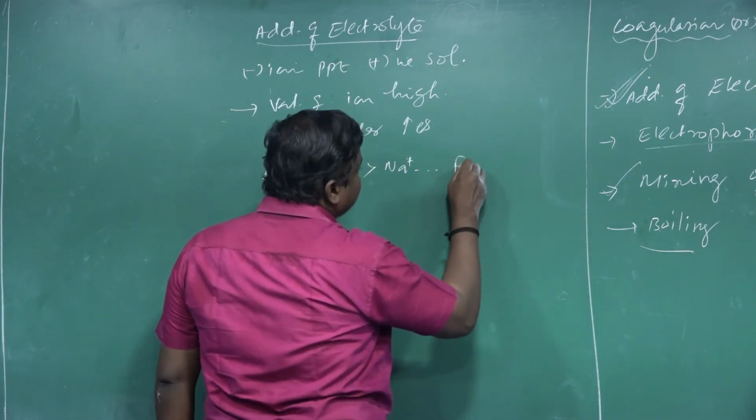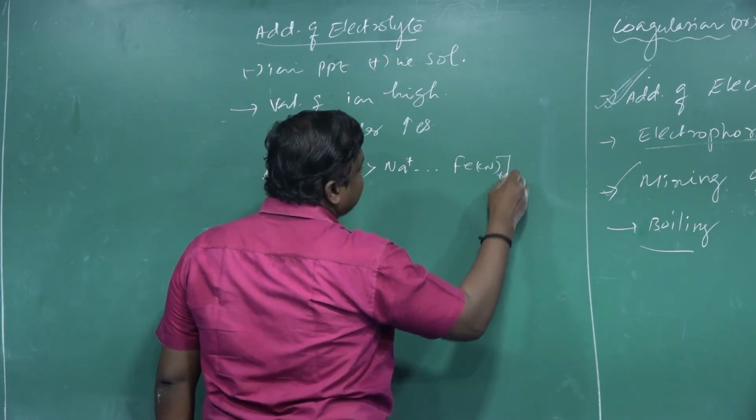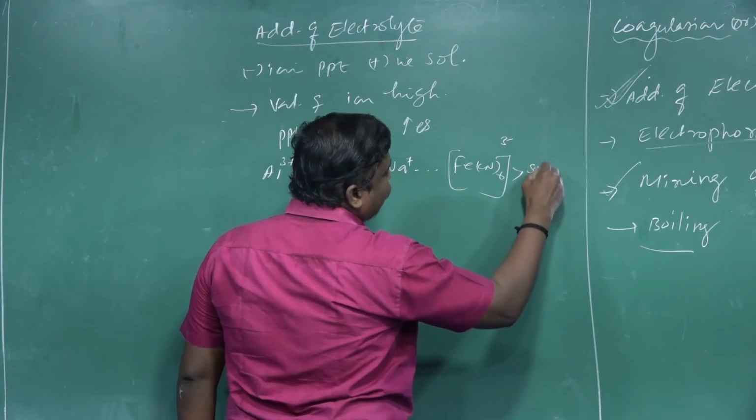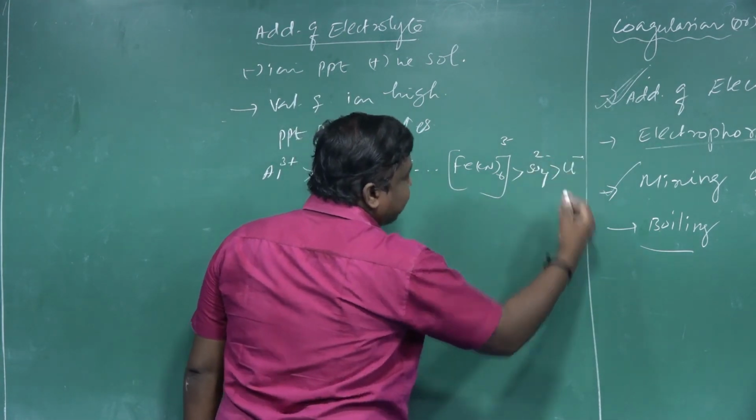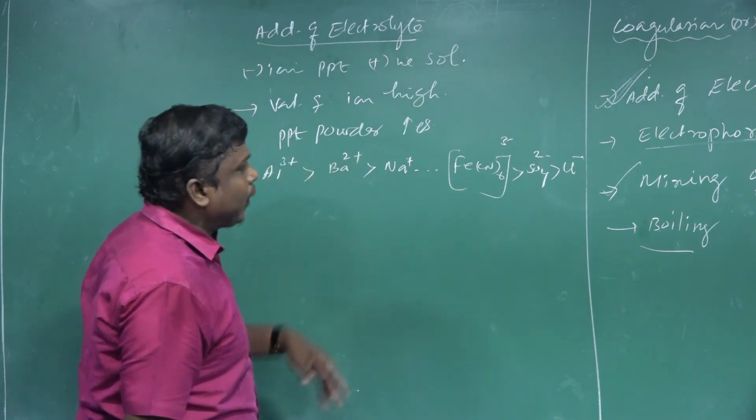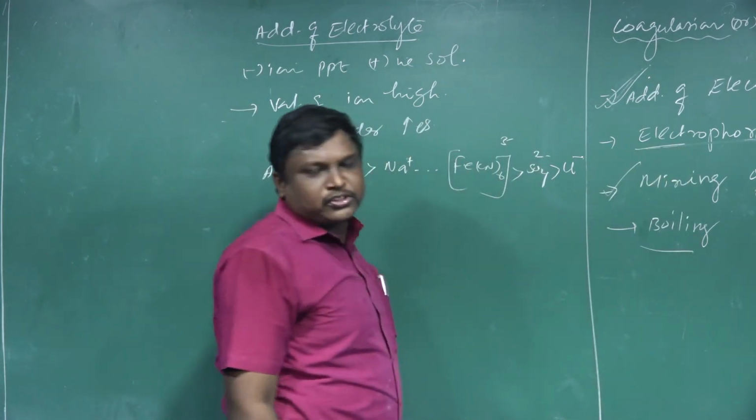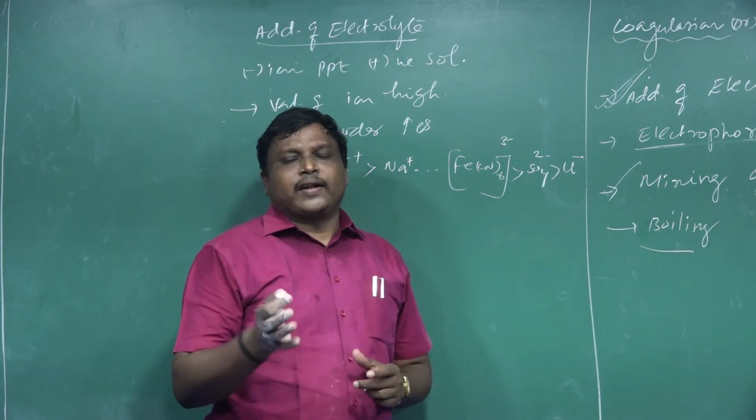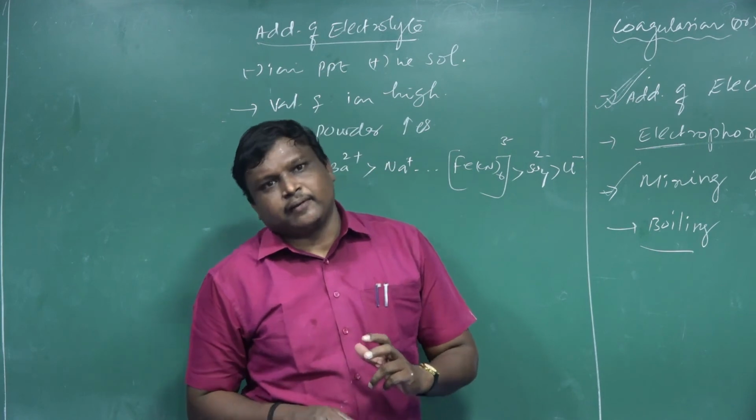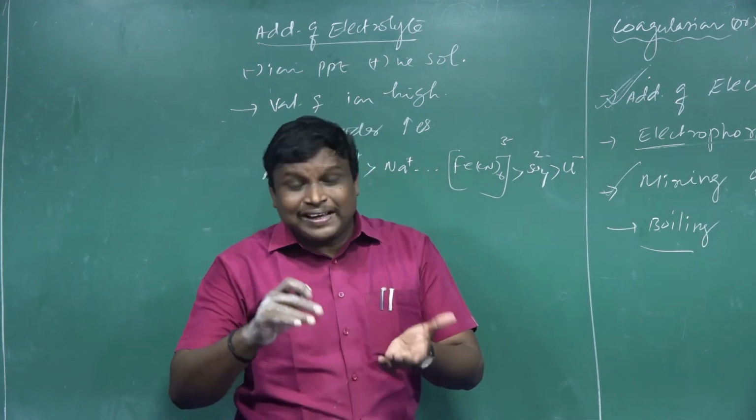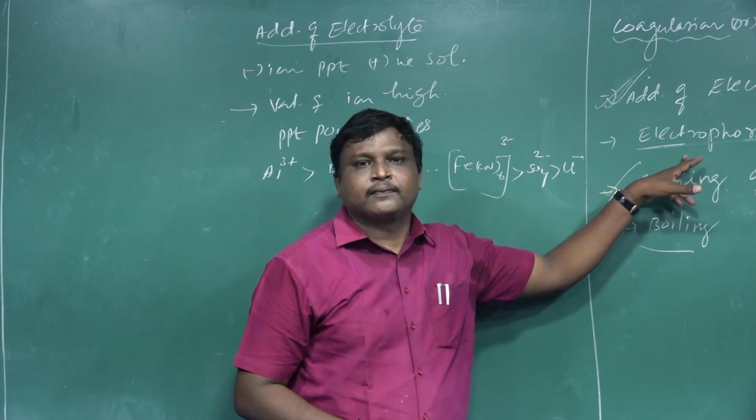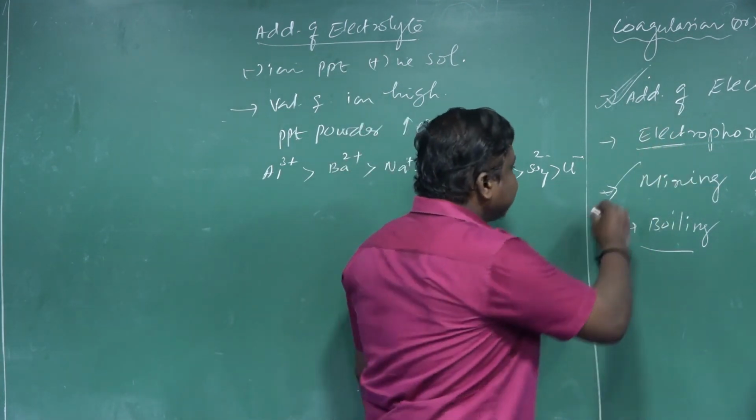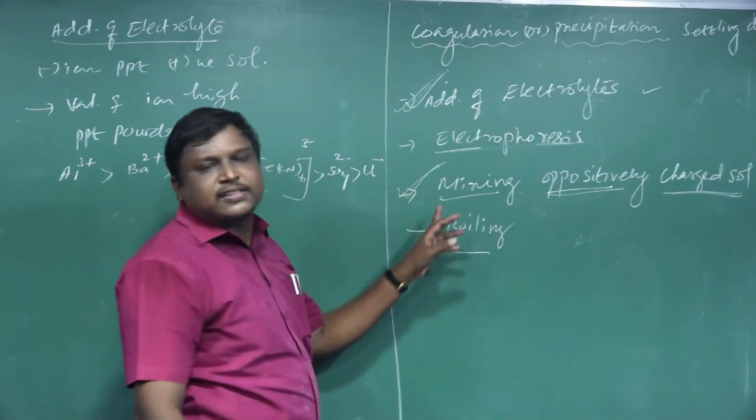Similarly, Fe(CN)6 3- is greater than SO4 2- is greater than Cl-. Okay. Second one, electrophoresis or cataphoresis. When applying an electric field, there is migration of salt particles by addition of opposite charge. That is electrophoresis.